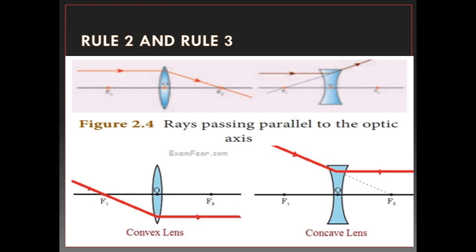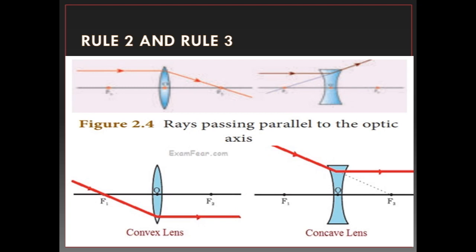Okay, these are the second and third rule. What is happening when the rays parallel to the principal axis strike the concave or convex lens? The refracted rays are converged in a convex lens and diverged in a concave lens to the principal focus. Third rule: when the ray passing through or directed towards the principal focus strikes a convex or concave lens, the refracted ray will be parallel to the principal axis.